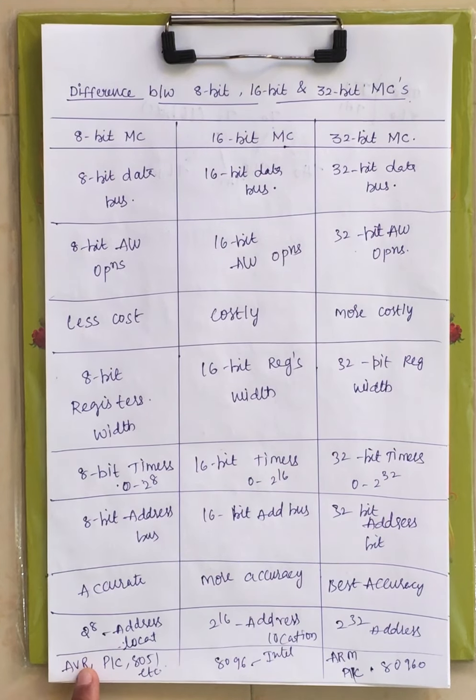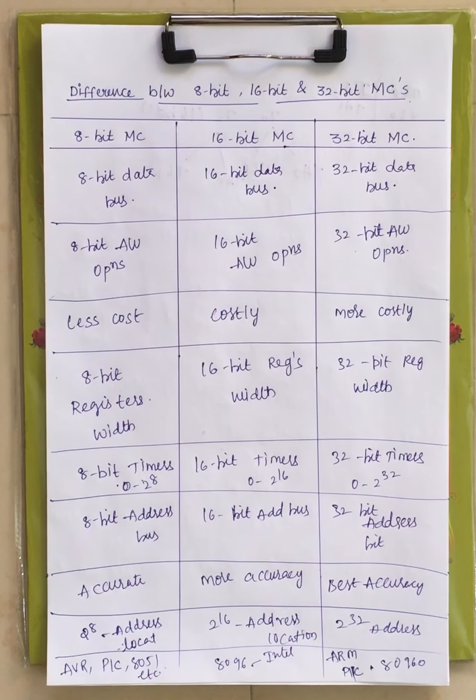And next, coming to the examples of 8-bit, you have AVR, which is an 8-bit microcontroller. Next you have the PIC microcontroller, which is also an 8-bit microcontroller. And next you have the 8051 family, which internally contains 8951, 8952, all of which are 8-bit microcontrollers, right? Those are the examples of 8-bit microcontrollers. Now coming to 16-bit microcontrollers, 8096. The 8096 is a 16-bit microcontroller, and this was introduced by Intel. Not only 8096, the 8051 family was also introduced by Intel, right?